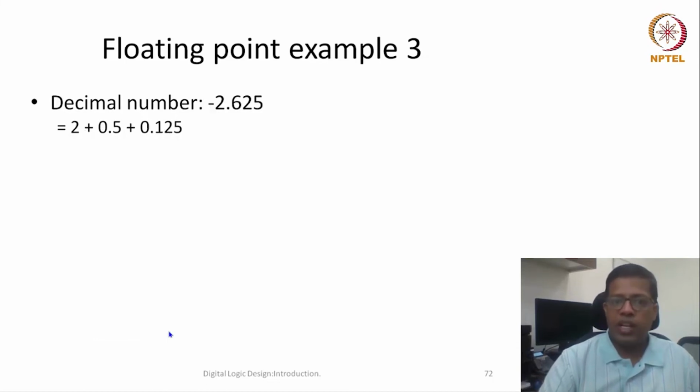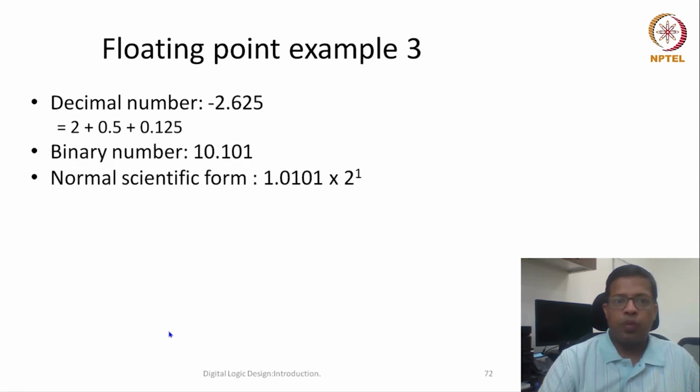Let's take an example of a negative number. The example is very similar to the previous one, so I can go a little faster. Because 2 is already a power of 2, I can write it as 10.101, and then this number in normal scientific form would be written as 1.0101. Basically the decimal has shifted left by 1 place, so that means 2 to the power 1 will become the exponent factor.